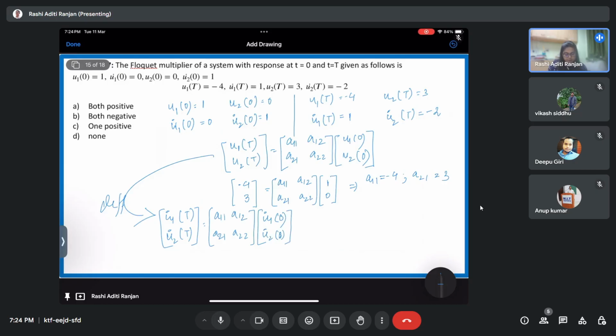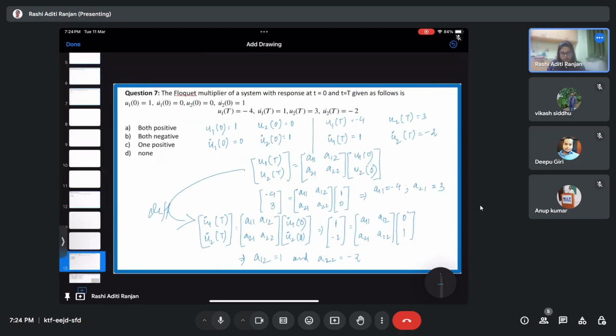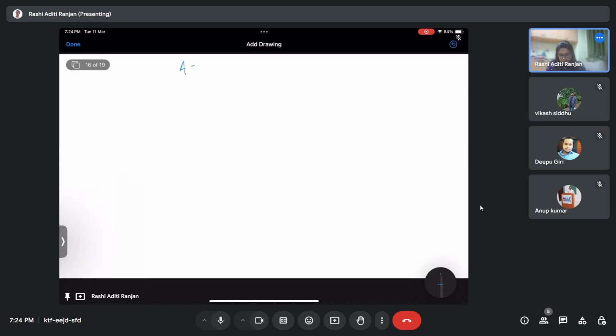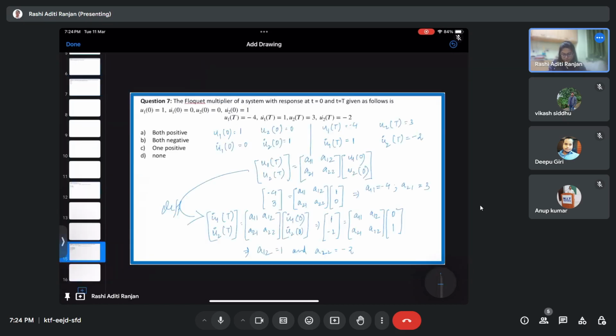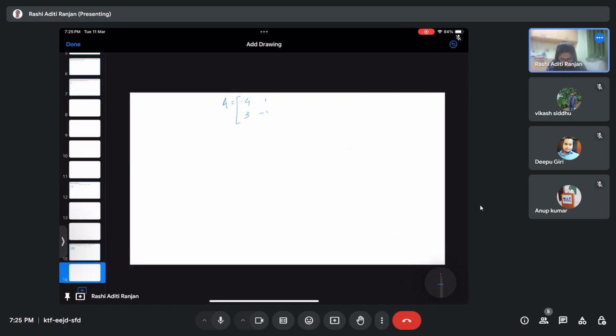Okay, so again putting the values, what am I going to get? 1, minus 2, 0, 1. So after this, I'll get the value that a12 is equal to 1 and a22 is equal to minus 2. Now I can write my monodromy matrix A, which is going to be minus 4 and 3 and 1 and minus 2. Okay, this is going to be my monodromy matrix.